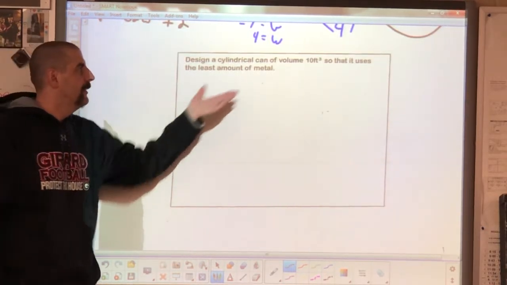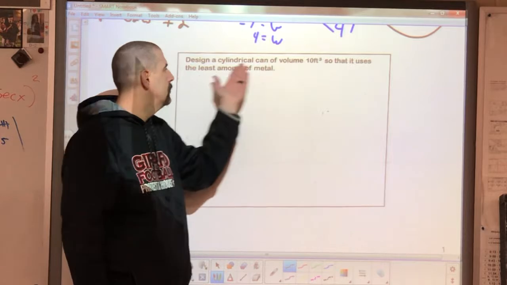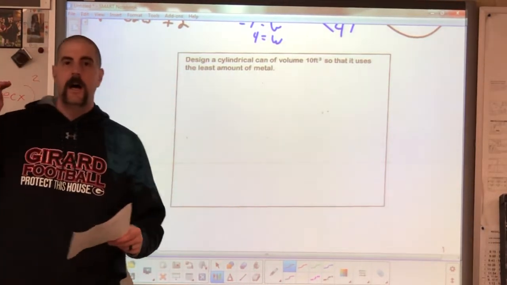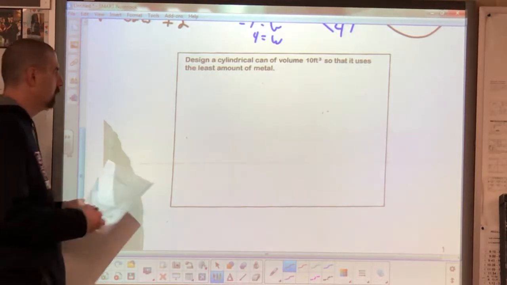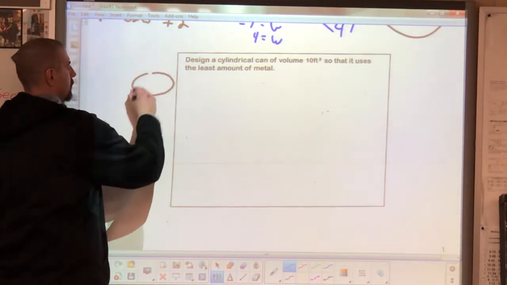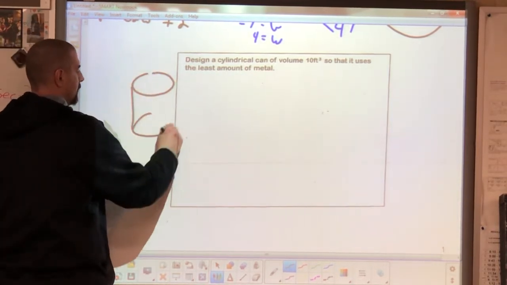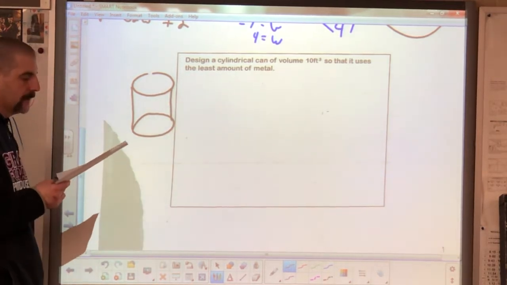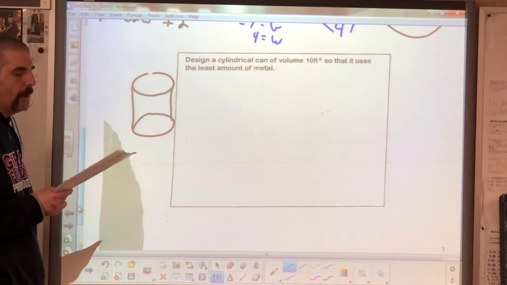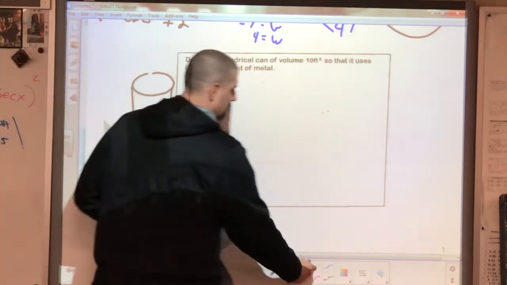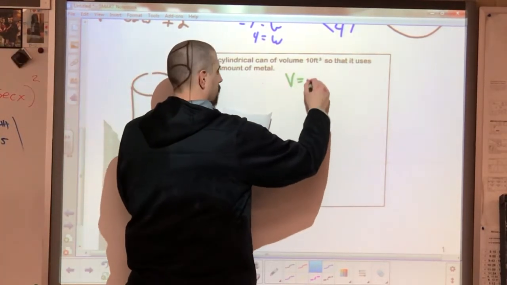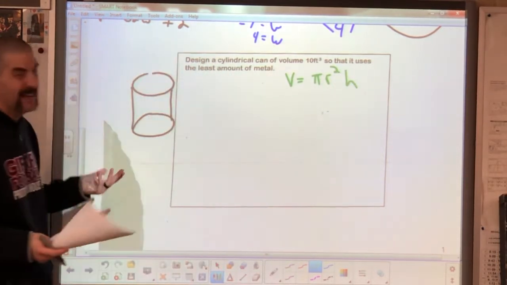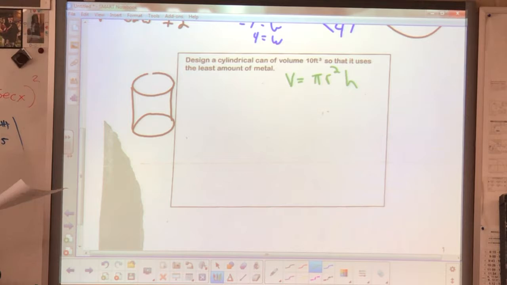Find the dimensions of a cylindrical can of volume 10 feet cubed so that it uses the least amount of metal. Again, we're going to be looking for a min. So when you do this, a cylinder kind of looks like this. Again, forgive the drawing, okay? So we know volume is equal to pi r squared h. Again, that'll probably be given to you in the problem on the final.